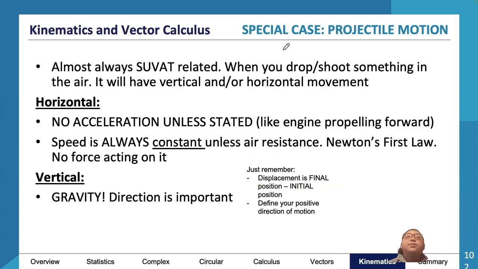If you have projectile motion, it's mostly SUVAT, unless they tell you that there's air resistance. Normally horizontally there's no acceleration unless stated, so normally they just throw straight up, and horizontal speed is constant unless there's air resistance. And if the air resistance isn't constant, that means you can't really use the SUVAT equations. Vertically, you'll have gravity, and normally they'll tell you what gravity is equivalent to, whether it's 10 or 9.8.